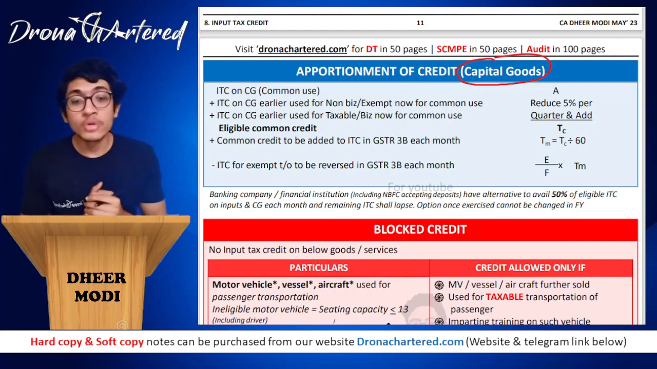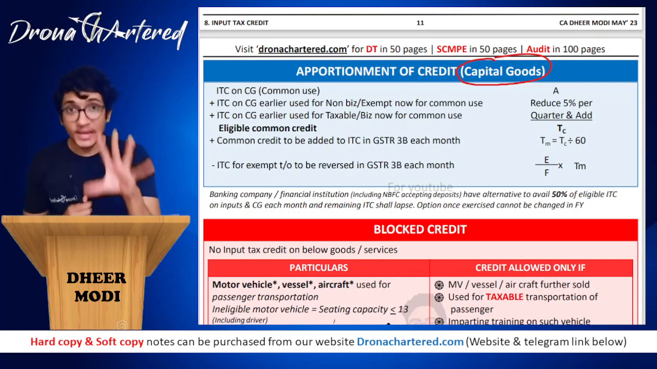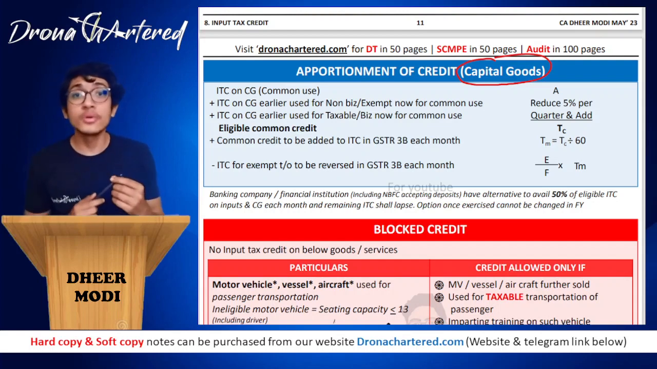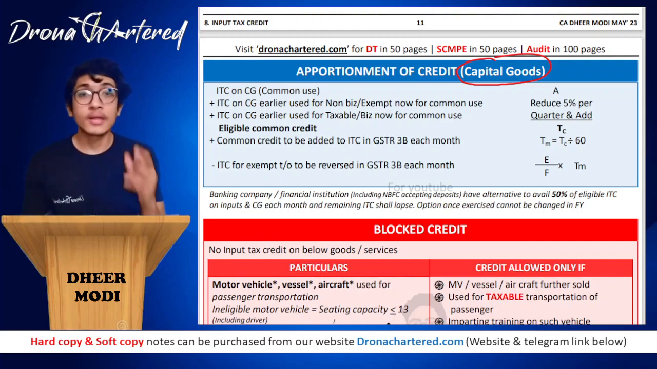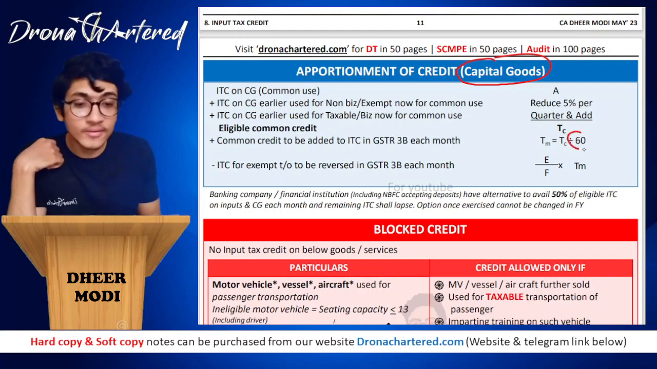Now another point to remember for capital goods is, for capital goods we assume that their life is 5 years. Now 5 years means there is each year as 12 months, so 5 into 12, that is your 60 months. So we assume that each machinery has a useful life of 60 months. Therefore you will see that over here we have divided it by 60. So let's see what the formula is.